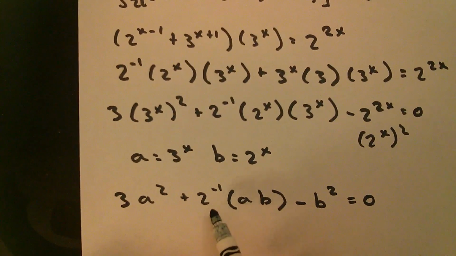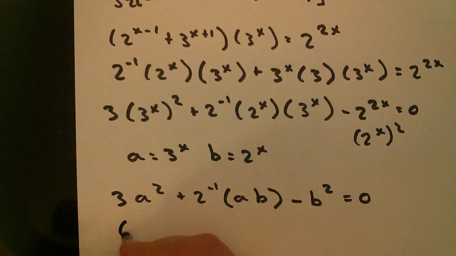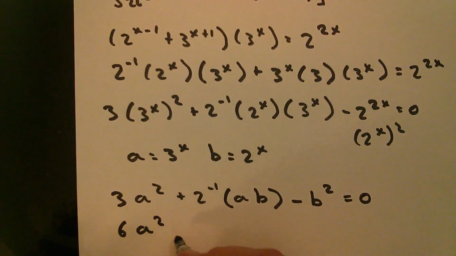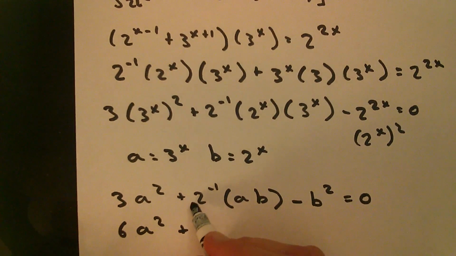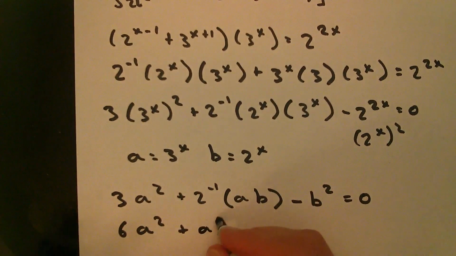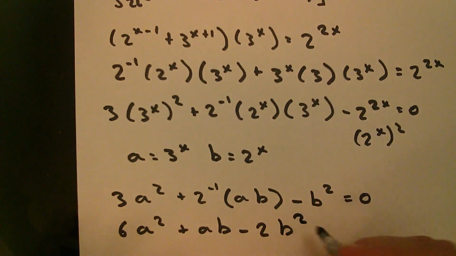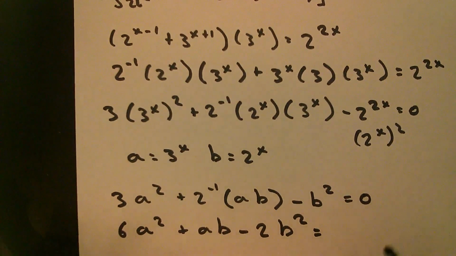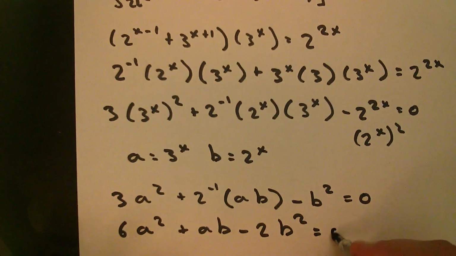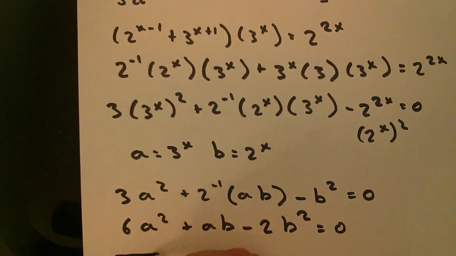And I don't really like having this negative exponent here, so I just want to multiply both sides of the equation by 2. So I'm going to get 6a squared plus, so 2 times 2 inverse is just 1, so I'll get ab minus 2b squared, because I multiplied everything by 2, equals 0 times 2 is just 0. Okay, now I want to factor this.